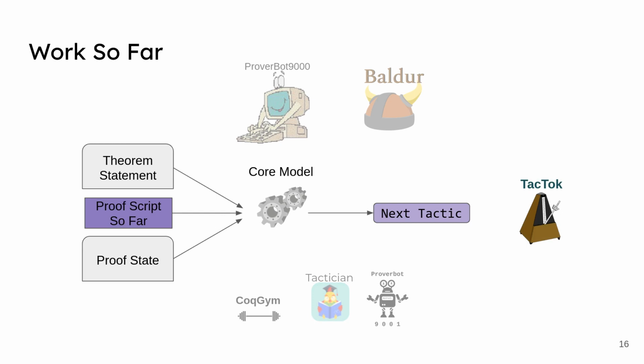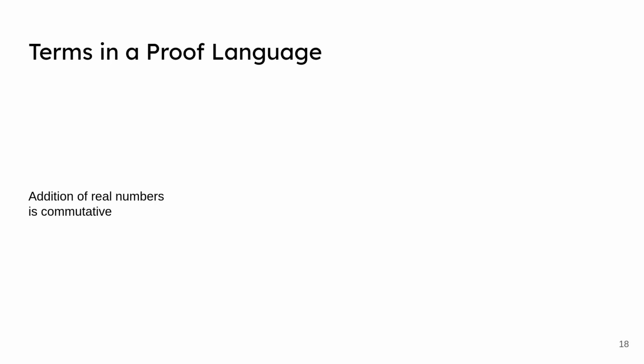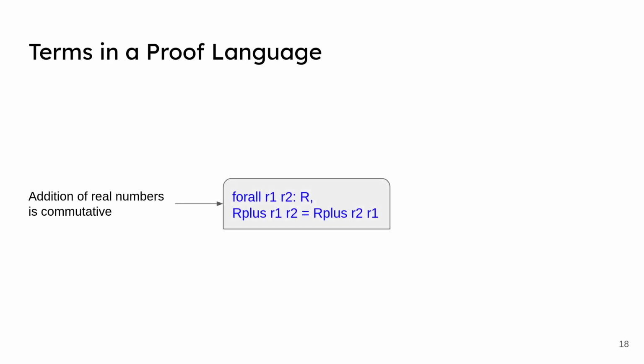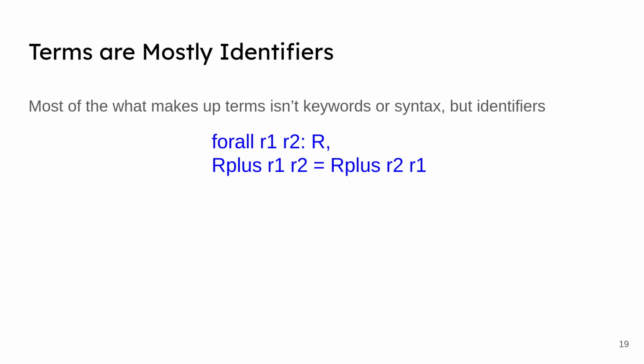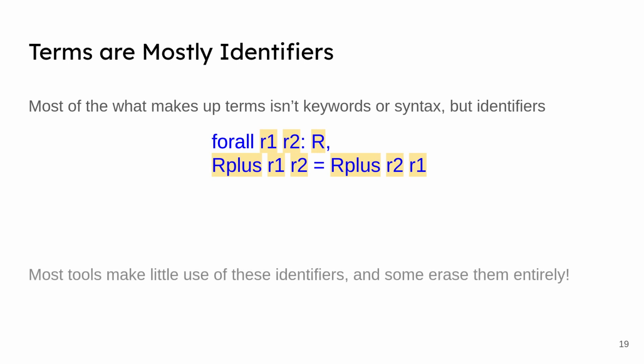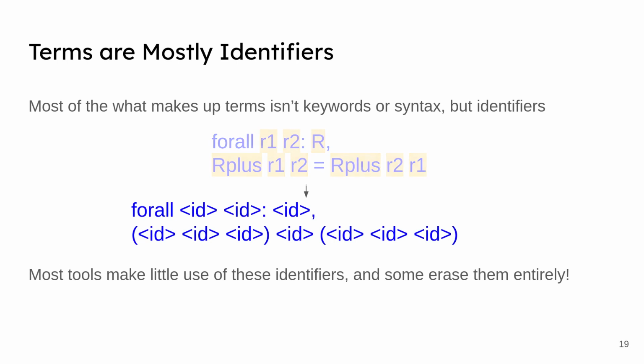All of these models, to some extent, need to understand terms in a proof language. They come from the things we want to prove, they become these formal terms, and that's what we actually give our models to figure out what the next tactic needs to be. The hard part about understanding terms is that they're not just keywords or syntax, but they're made up of identifiers. So almost everything in this term is an identifier. And identifiers haven't been used very widely by previous tools, and some totally erase them.